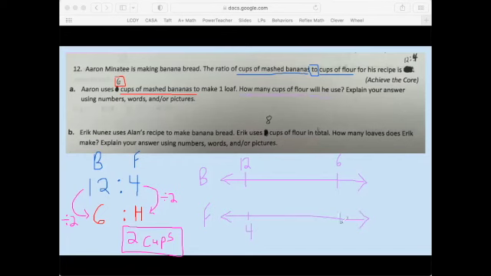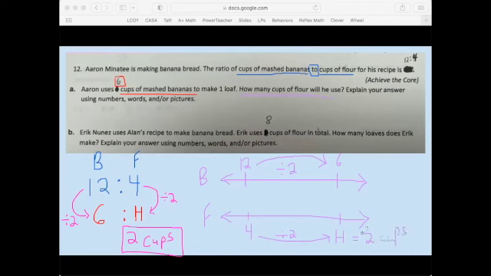So I don't know what that is. That's the variable h, right? So how do I get from 12 to 6? I divide by 2. So then I have to do the same thing to the bottom. 4 divided by 2, and that will get me 2 cups specifically.